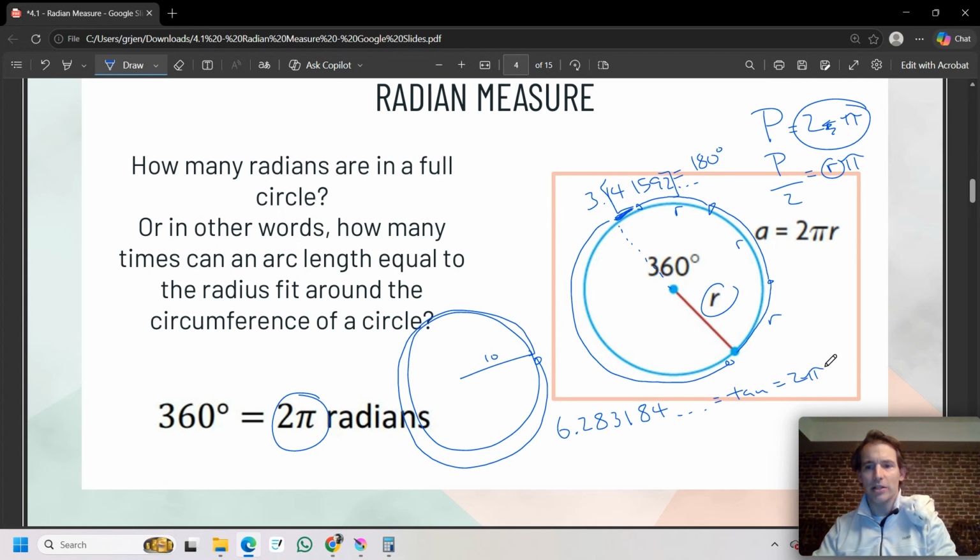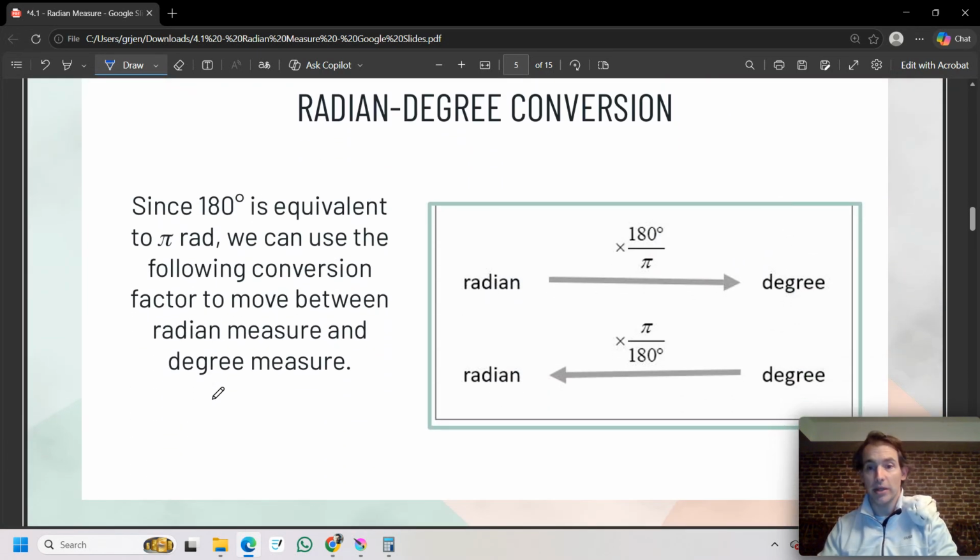It's a different math constant, but it's just 2 times pi. Okay, we don't need to worry about that. So that is the full way around the circle. And our conversions are going to be based on that.